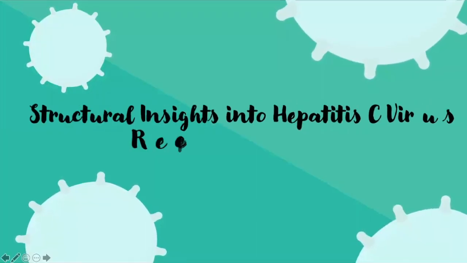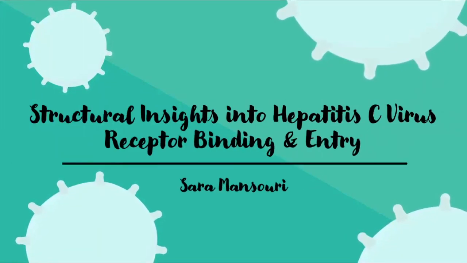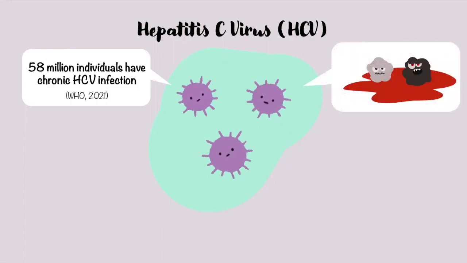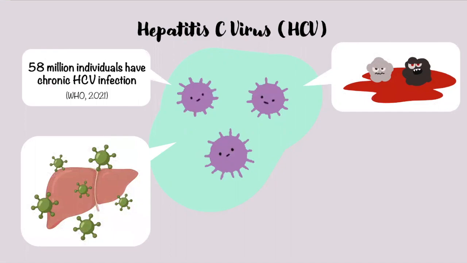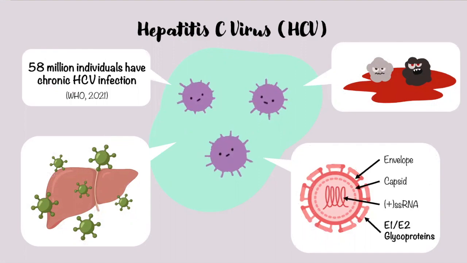In this video, we will be looking at the molecular mechanisms through which the hepatitis C virus binds and enters cells. More than 58 million individuals currently have chronic HCV infection, according to the World Health Organization. HCV is one of the most common bloodborne pathogens, and its primary target is hepatocytes within the liver. HCV is a positive strand RNA virus, and its structure consists of an envelope, capsid, nucleic acid, and viral glycoproteins.